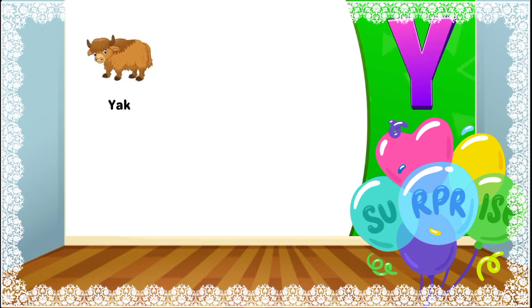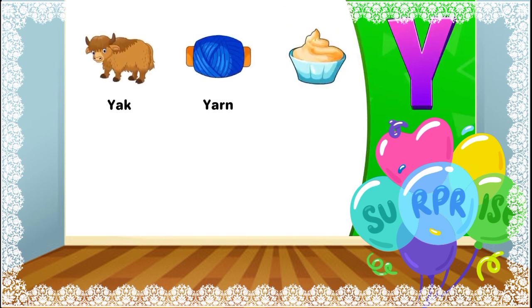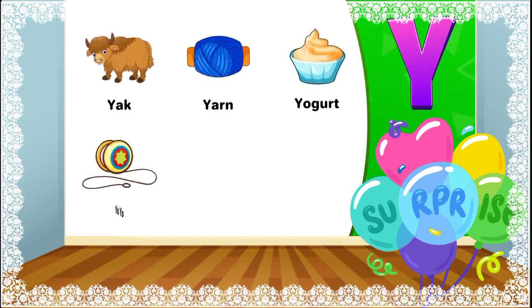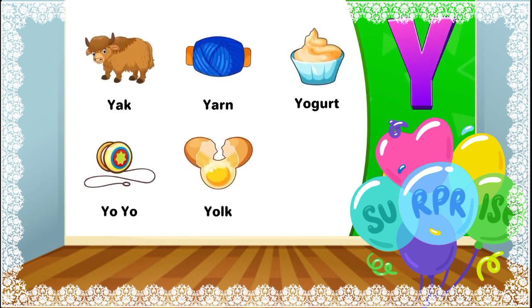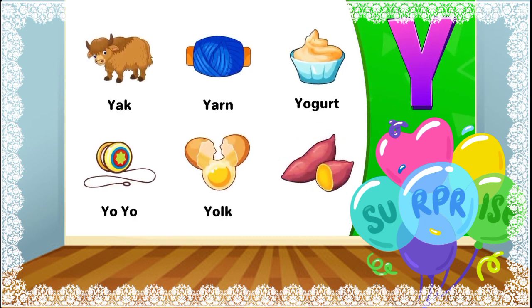Y is for yak. Y is for yarn. Y is for yogurt. Y is for yo-yo. Y is for yolk. Y is for yam.